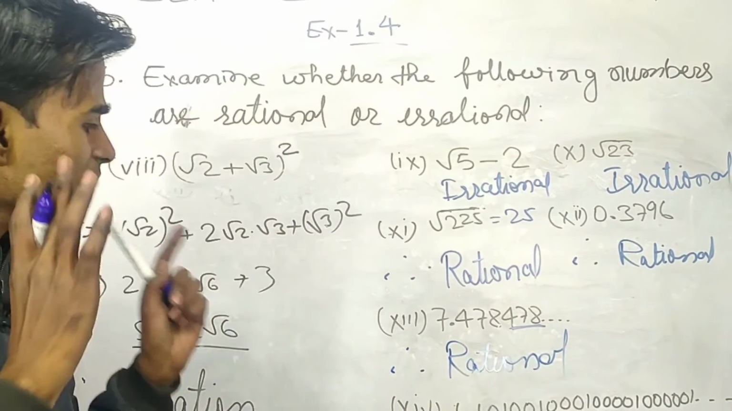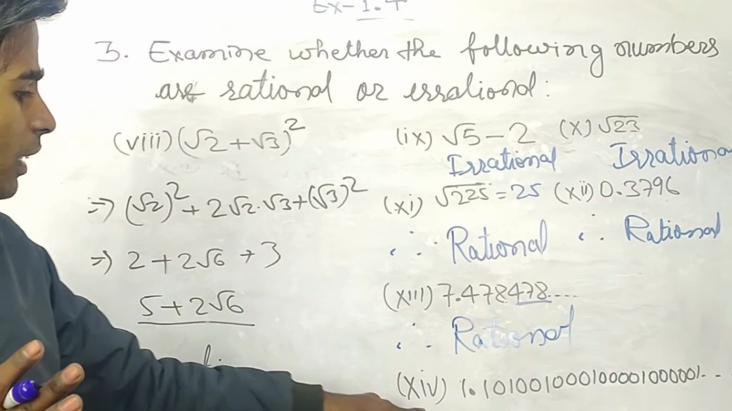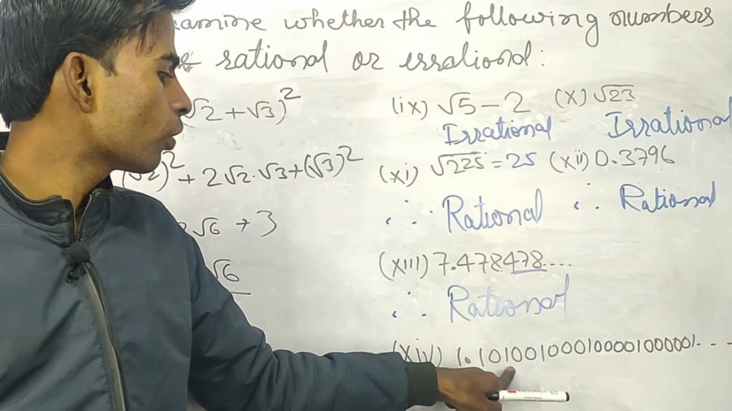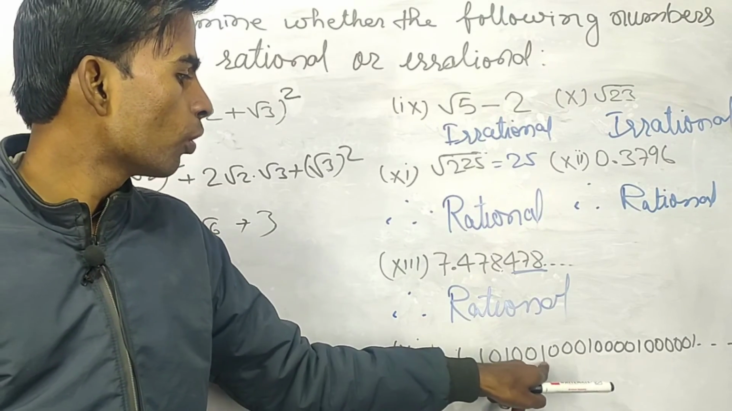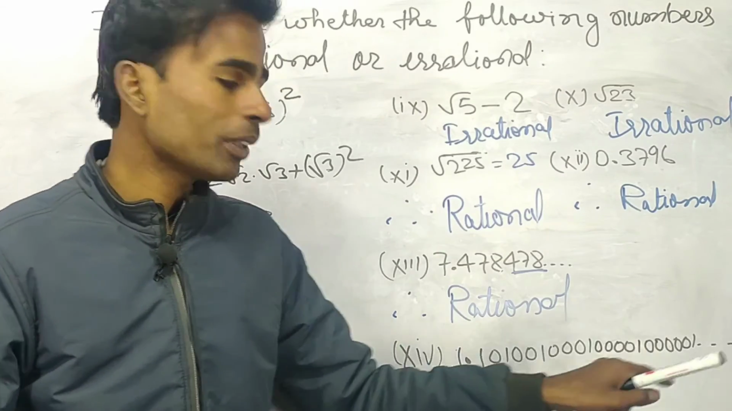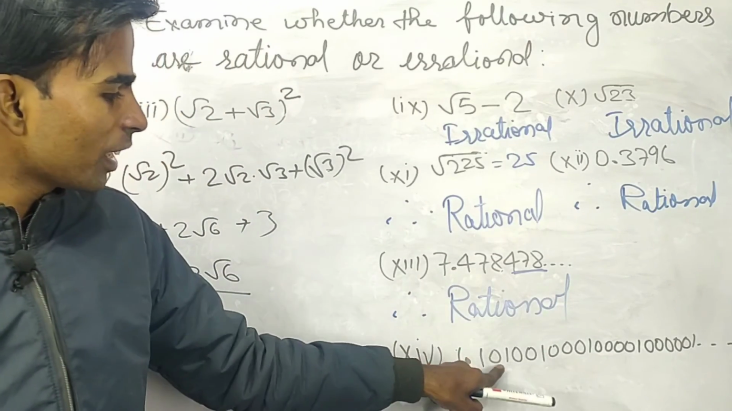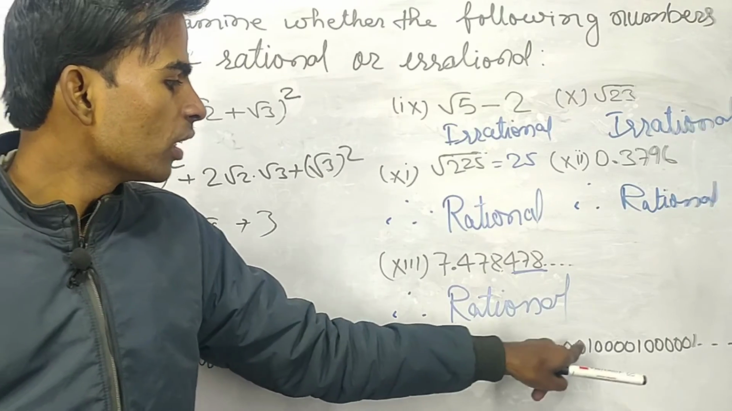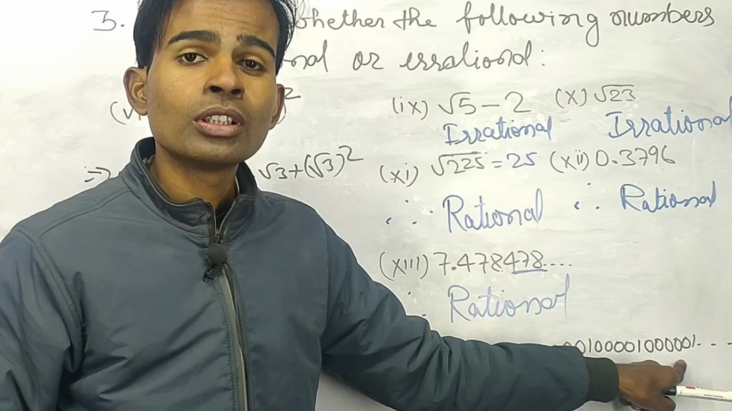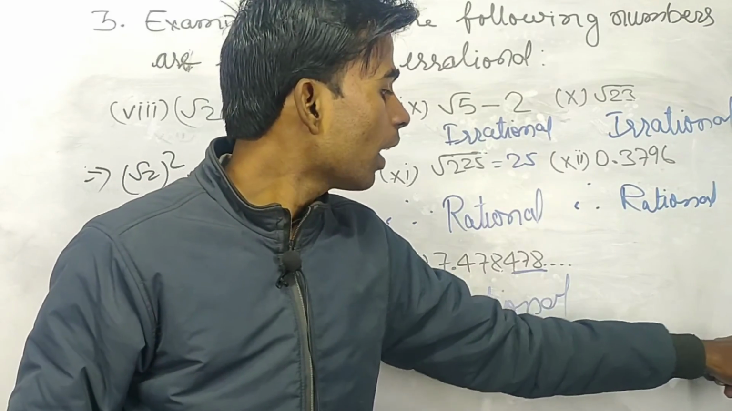Now going to the last question, question number 14, that is 1.10100100010000... That means here we have 1 time 0, then 2 times 0, then 3 times 0, then 4 times 0, then 5 times 0, and so on.